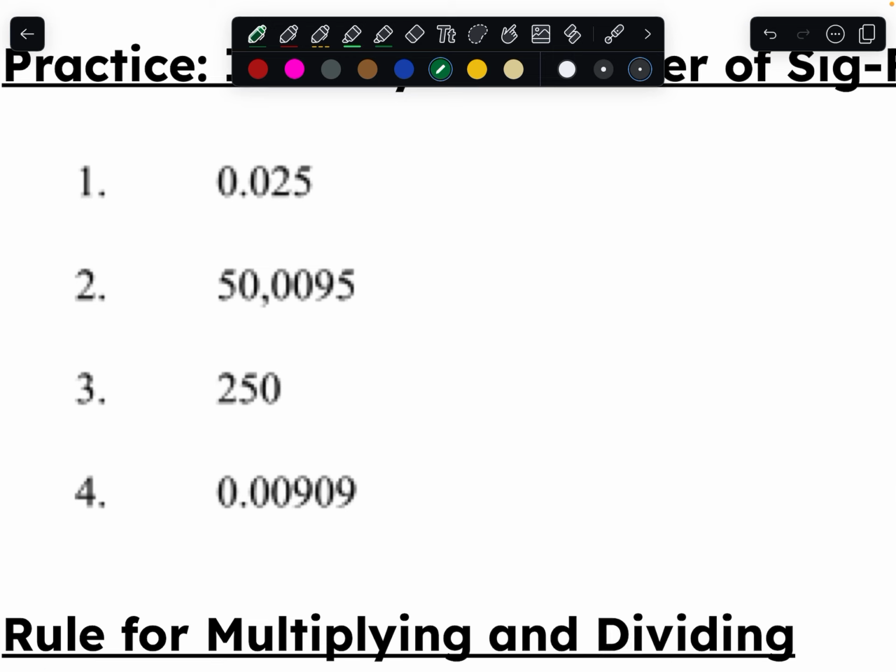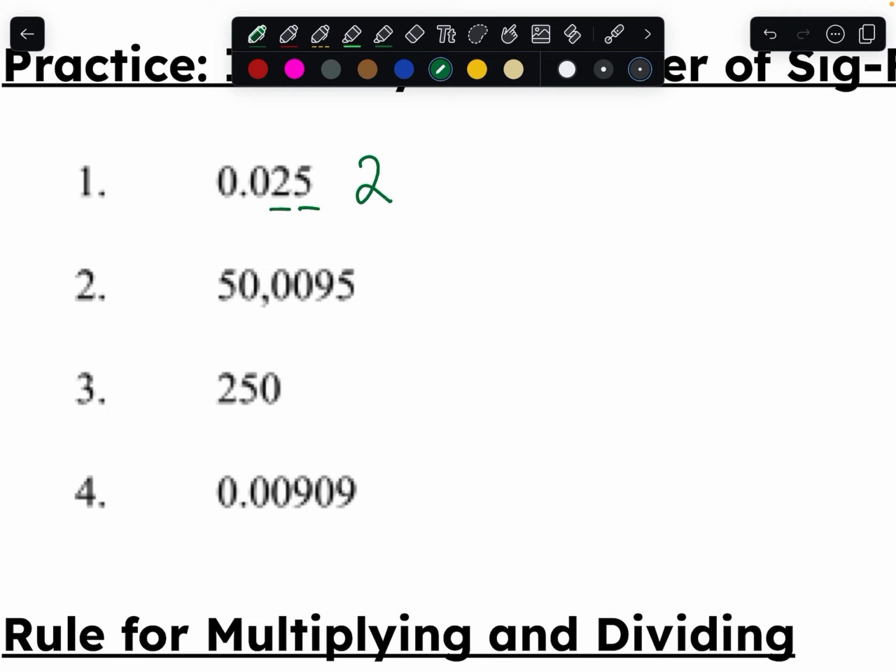All right, now that you've had some time to try and count these up, let's go ahead and see how we did. Okay, so 0.025. I see I have 2 non-zero digits, so rule number 1 says they're automatically significant. Now we just need to decide on these zeros. These zeros right over here, they're not sandwiched, nor are they right zeros, because there's no significant digit that they are to the right of, so we just have 2.